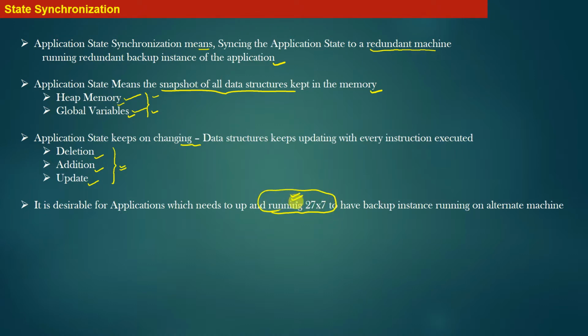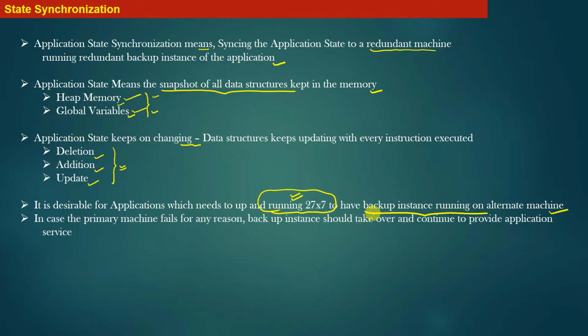Now, there are certain applications which are actually critical, and they need to be up and running 24/7, right? And for such applications, we would want zero downtime. That is, we would not want those applications to fail for any reason. So for such applications, we also need to have a backup instance running on an alternate machine, right?